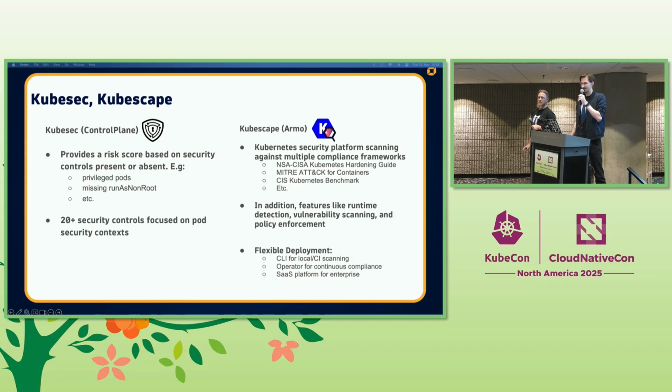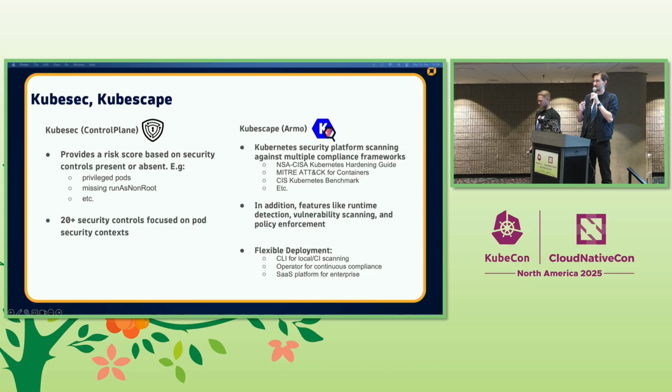Then we have Kubesec from Control Plane, a similar approach. They check whether security controls are set, for example, whether runAsNonRoot is missing, things like that. They also include 20+ checks focused on security. And then we have Kubescape from Armo. They provide a lot of things out of the box, especially multiple compliance frameworks. They also have things like runtime detection, vulnerability scanning, you name it. And it's quite flexible in deployment.